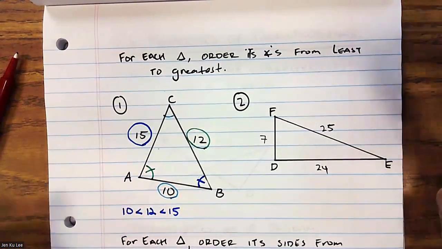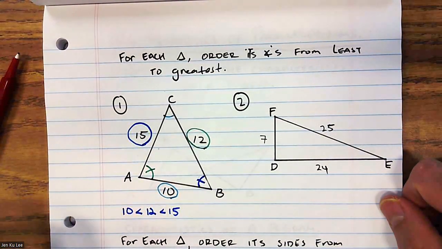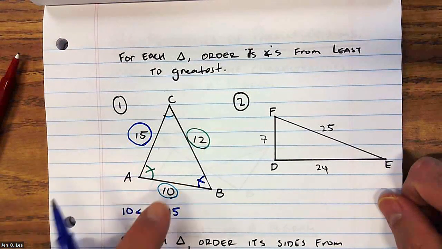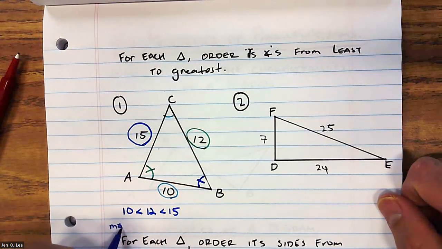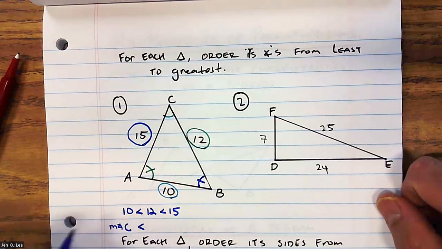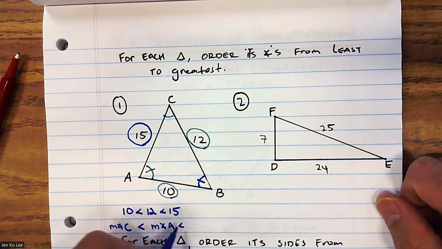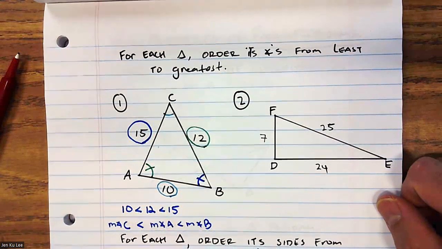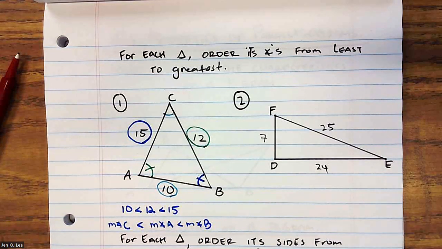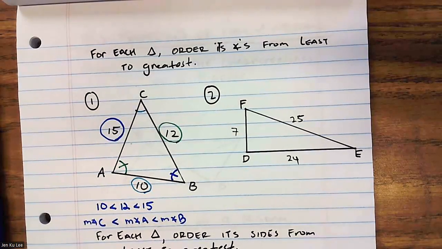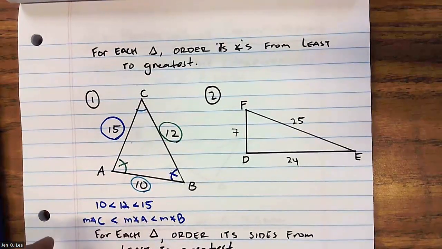So the angles opposite those sides have that same relationship. So I know that measure of angle C is less than measure of angle A, which is less than measure of angle B. Okay? Okay, so that's the relationship of the angles because this is the relationship of the sides.